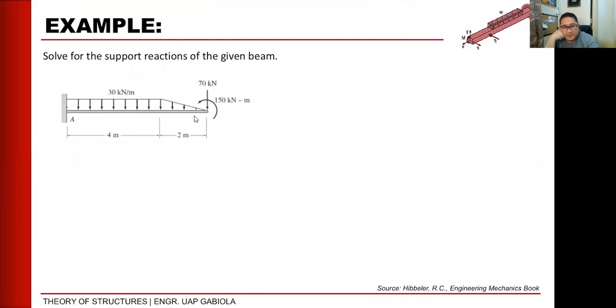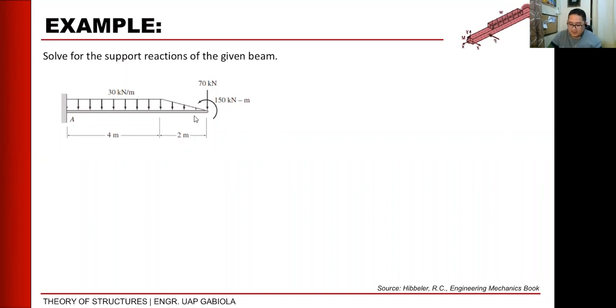Meron tayong fixed beam, meron tayong rectangular load, meron tayong triangular load, meron tayong point load, meron tayong moment load. Okay? Yan. So, sagad na natin. So, ngayon, pinapanap yung support reaction natin. Support reaction natin will be on what side lang? Kay A lang, di ba? Kasi yun lang yung nakafix natin.